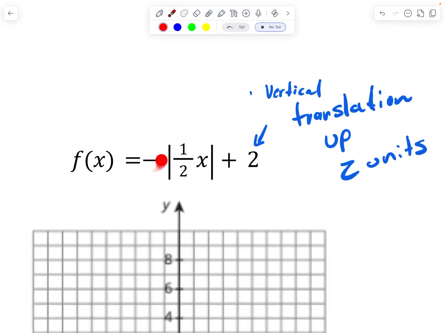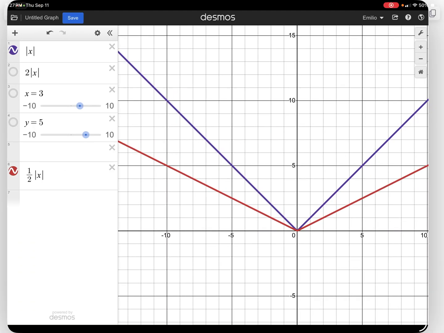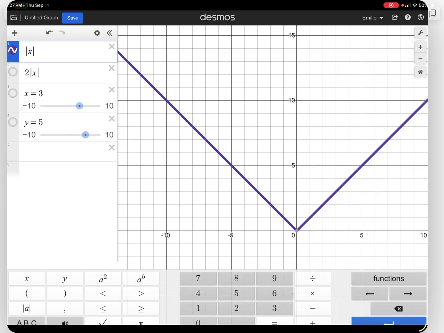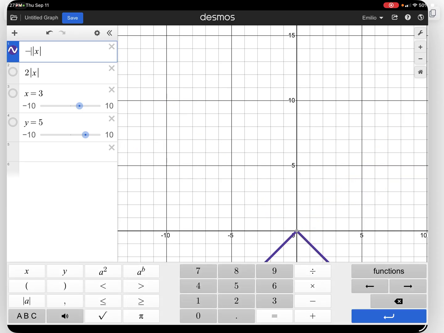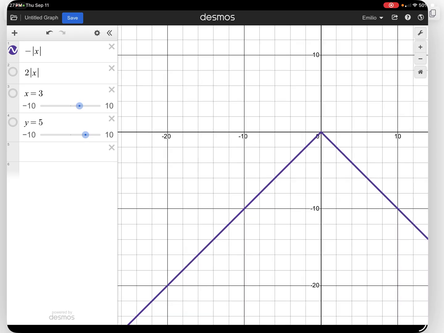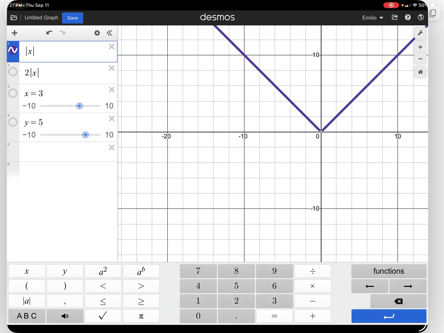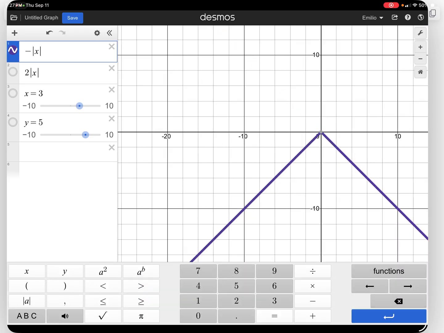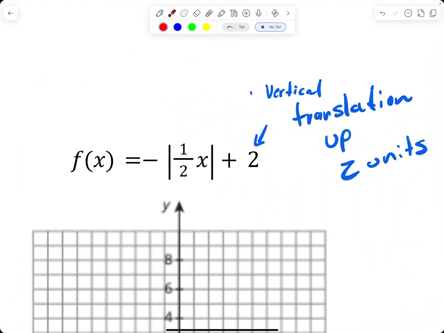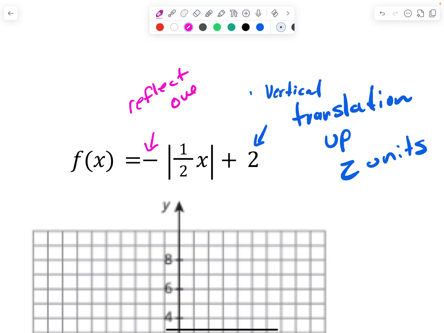What does this negative do? Whenever you have a graph and I put a negative in front, look what it does. It just reflects it over the x-axis. Watch me take off the negative. Put the negative back on. It just reflects. So a negative on the outside causes it to reflect over the x-axis. So there are your 2 transformations. It's a reflection over the x-axis.